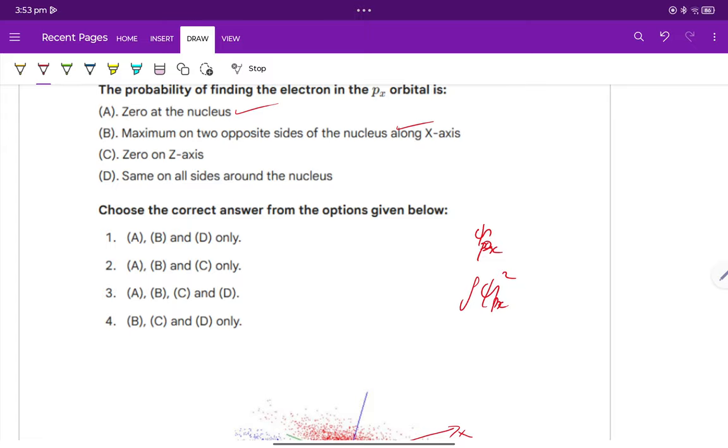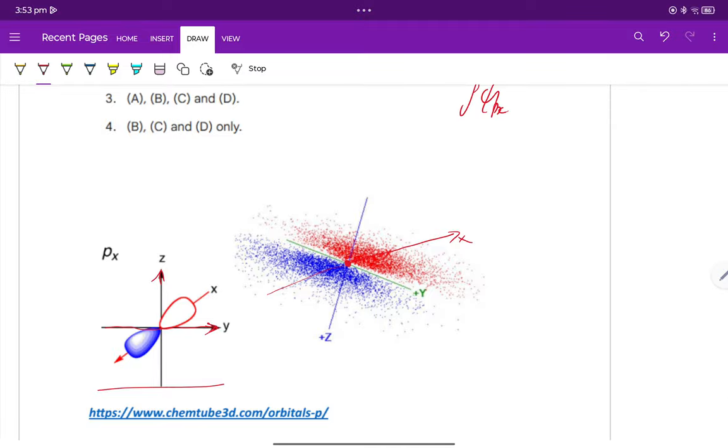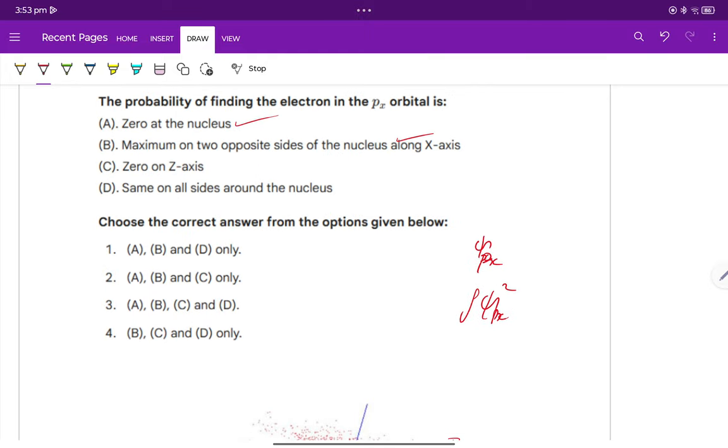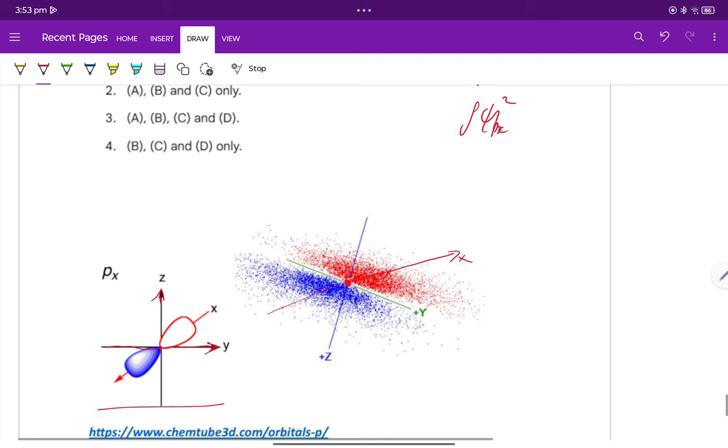Now 0 on the z-axis. See, the z-axis is like this. So along the z-axis there is no electron, so 0 there, that is also correct. Now, same on all sides around the nucleus. This is a p orbital. How can it be the same on all the sides? No, it is not the same on all the sides of the nucleus.